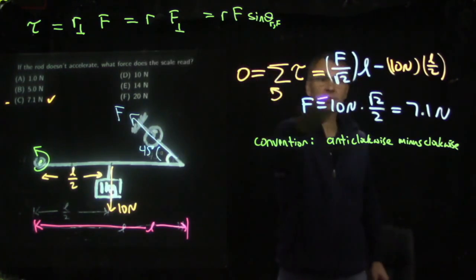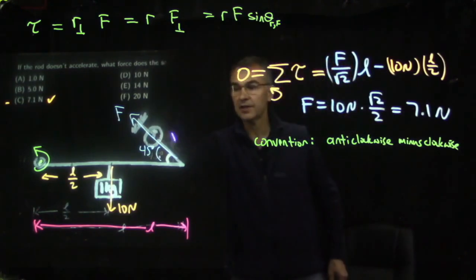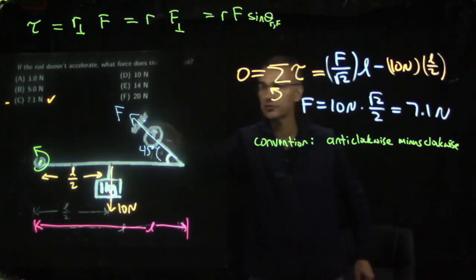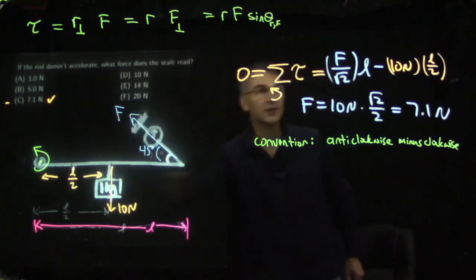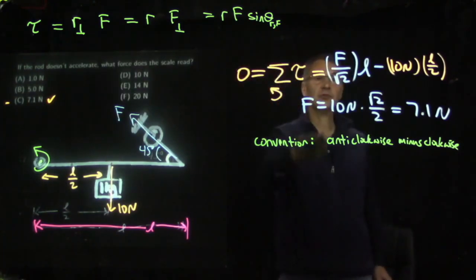So the force that we need to apply is 10 newtons times root 2 over 2, which is 7.1 newtons, because this anti-clockwise positive torque is F over root 2, that's picking out the vertical part, times L, and then this clockwise part is 10 newtons at a lever arm of only L over 2. So those two terms balance one another.